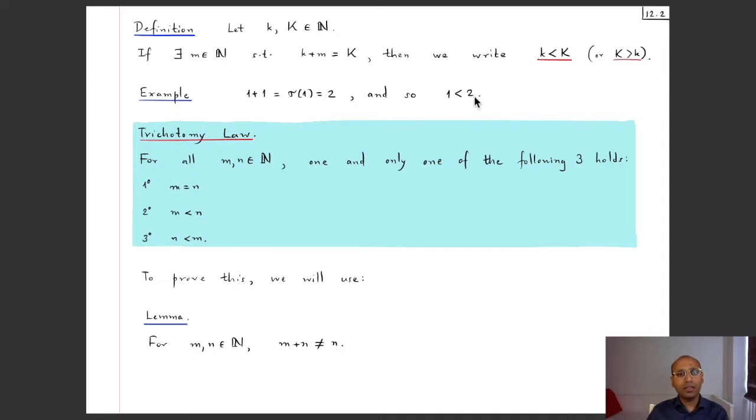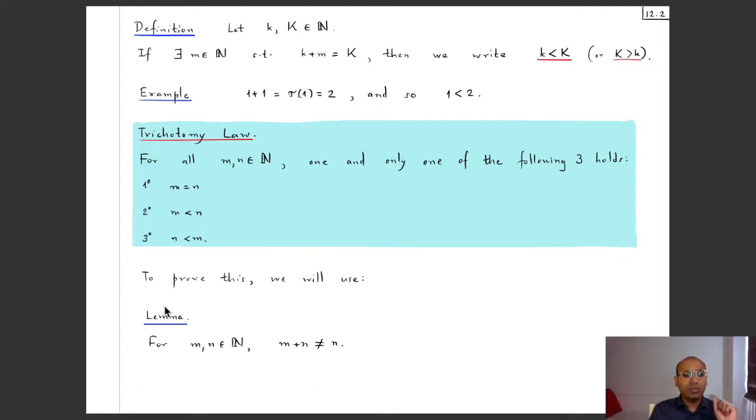Now for this order relation, we will prove this important property, which is called the Trichotomy Law. So this is a theorem that we'll soon prove. And that says that for any two natural numbers, one and only one of the following three statements holds: m is equal to n, or m is strictly less than n, or n is strictly less than m. So what this means is that, first of all, given any two natural numbers, one of these three statements has to hold, and only one of these statements can hold. So it can't be that both this case as well as some other case is true. Okay, so exactly one of these three statements holds.